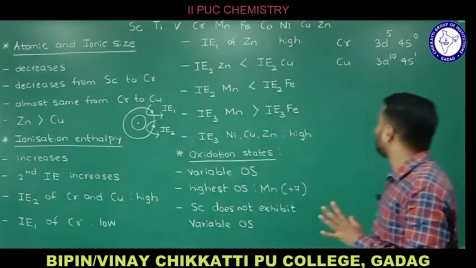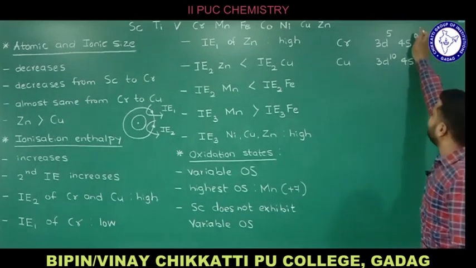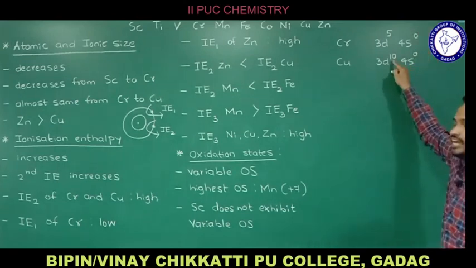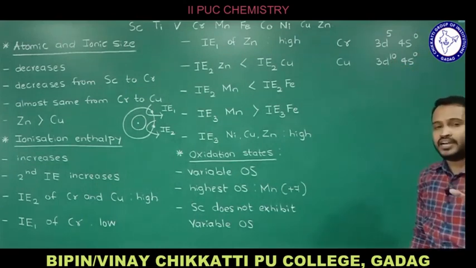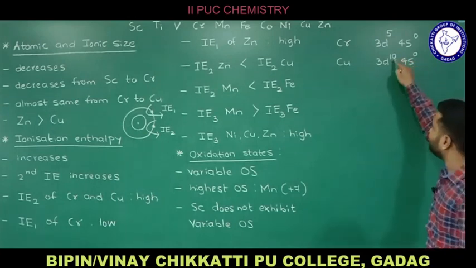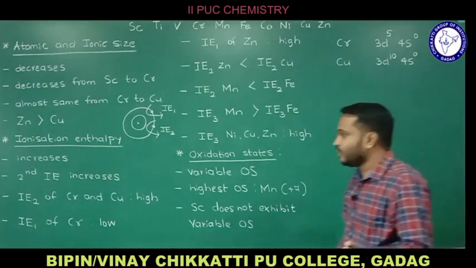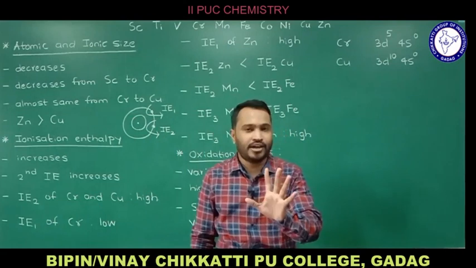We'll check for copper. For the first ionization energy, we have to remove the 4s electron. After that we have 4s0, and we need to remove an electron from 3d10. 3d10 is a completely filled atomic orbital which is quite stable, so to remove an electron from this also we need a high amount of energy. Because of that, the second ionization energy of copper is high. Try to remember that.